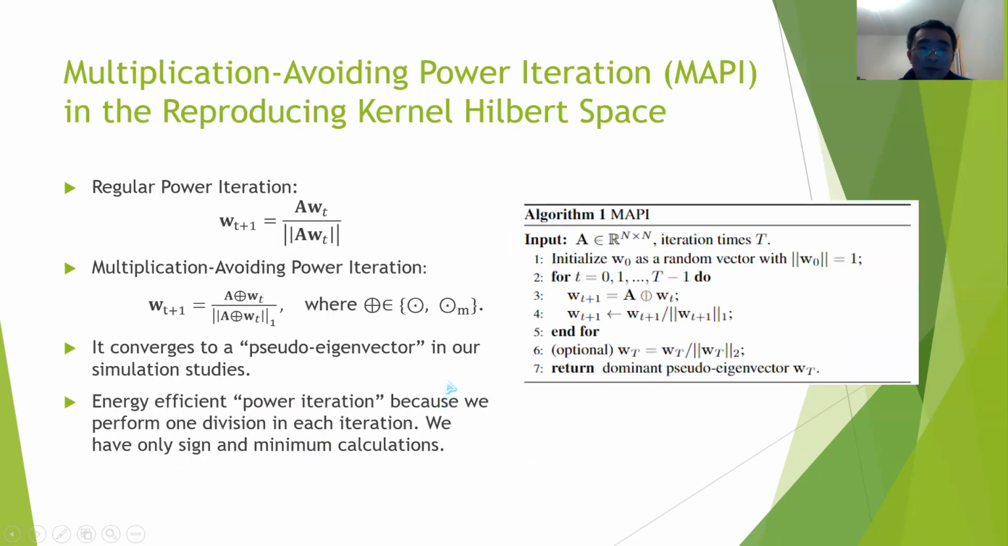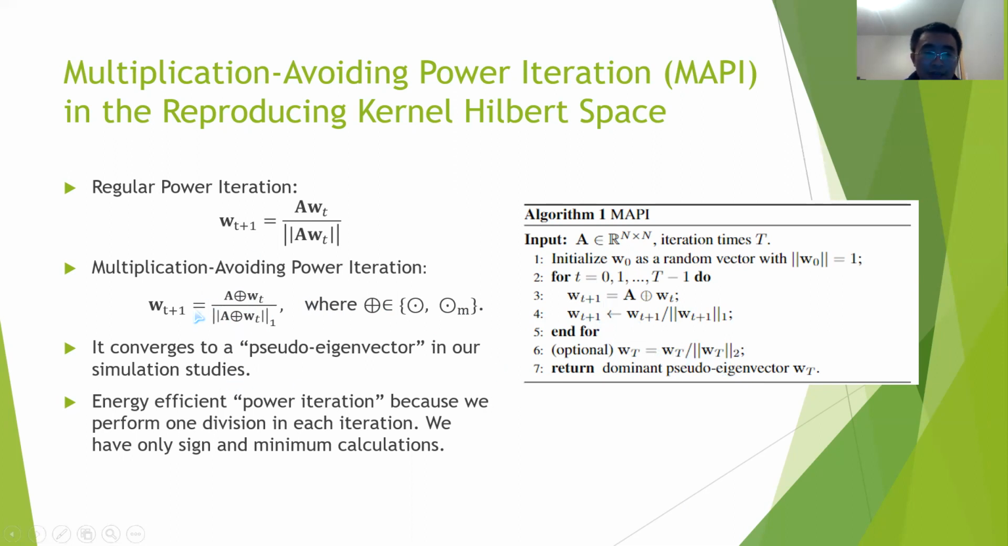Now let's talk about the MAPI, modification avoiding power iteration. The regular power iteration can be computed in this way, as we mentioned before. So we just replace the multiplication with our min1 or min2 operation. Instead of normalizing it with L2 norm, we normalize it with L1 norm because our operation holds the L1 norm property. But we can normalize it with the L2 norm after all iterations because the eigenvector usually has an L2 norm equal to 1.